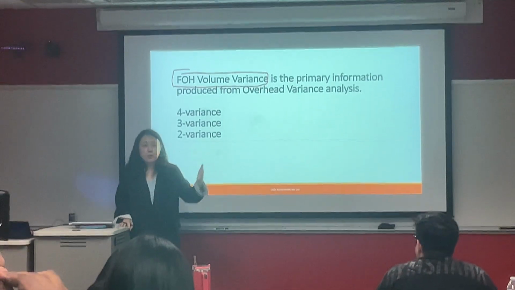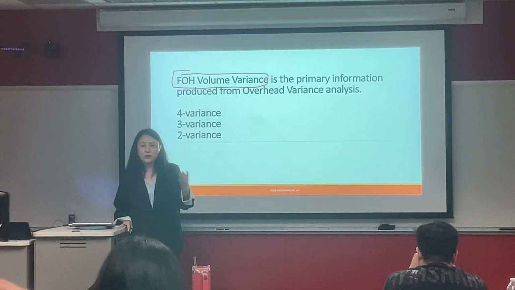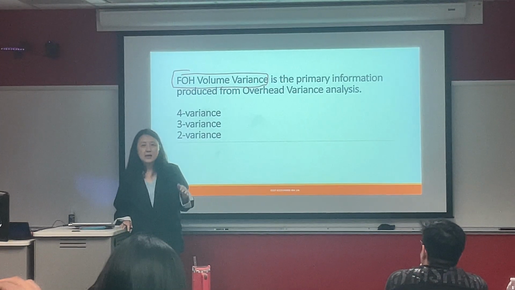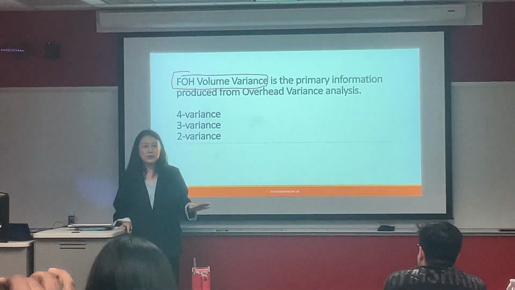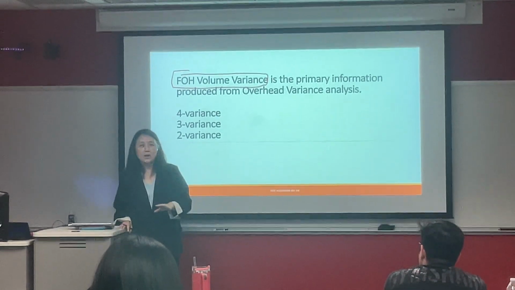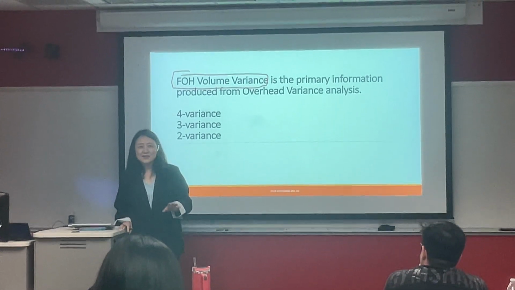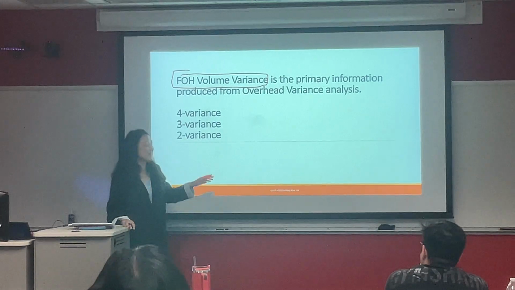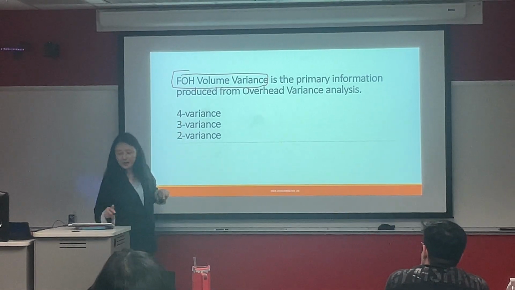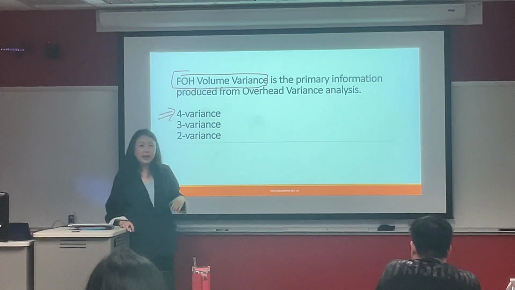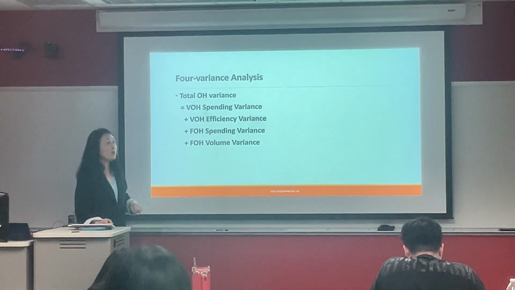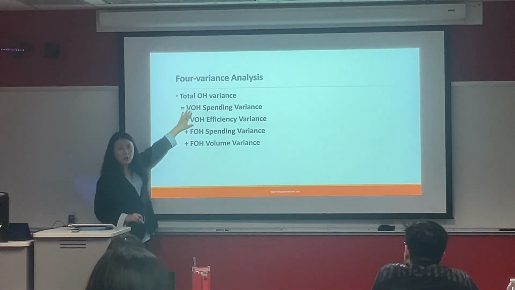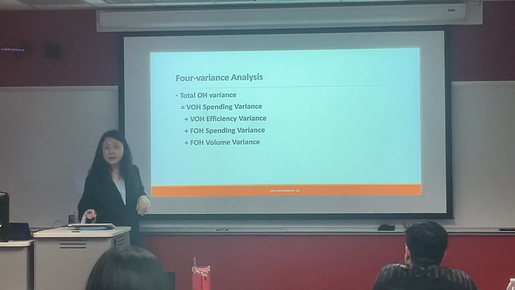So I'm going to show you different ways to do overhead variance, okay? If you read the textbook or the internet, you will probably see all different kinds of ways to do this. This is actually quite easy, so I don't want you to get overwhelmed. There's a 2-variance, a 3-variance, a 4-variance analysis. It's actually not that hard because we already did the most extensive one, the 4. I'm only going to focus on the 4, but I'm going to show you how you can easily go to 3 and 2. So this is what we did: we have the variable overhead spending, efficiency, fixed overhead spending, and volume.